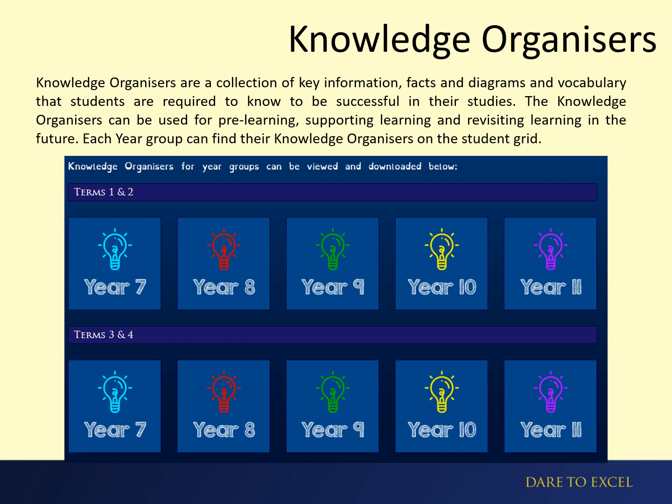Knowledge organisers are really important, and we've got a fantastic array of resources as part of ours. They're a collection of key information, facts, diagrams and vocabulary that students are required to know to be successful in their subjects. They can be used for pre-learning, supporting learning as students are going through a topic, but also revisiting learning in the future. All year groups can find their knowledge organisers on the student grid, and it looks a little bit like this. We have different ones for term 1 and 2, 3 and 4, and 5 and 6. The post-16 knowledge organisers are slightly different, and the sixth form will know where to find those.